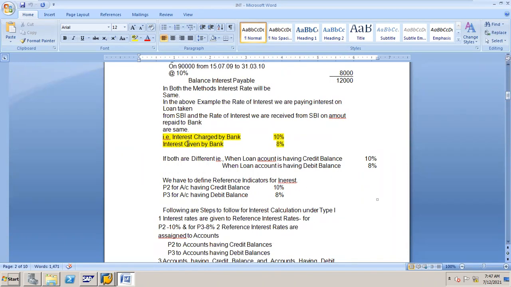See, interest charged by the bank is, say for example, 10%, which means your client has taken a loan from the bank. Your client has to pay the 10% interest to the bank. That is called interest charged to your client, 10%. Interest given by the bank is 8%, say for example. What is interest given by the bank? Can anybody tell? When will the bank give you interest?